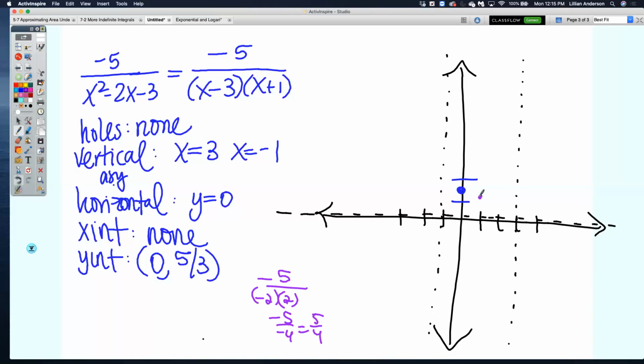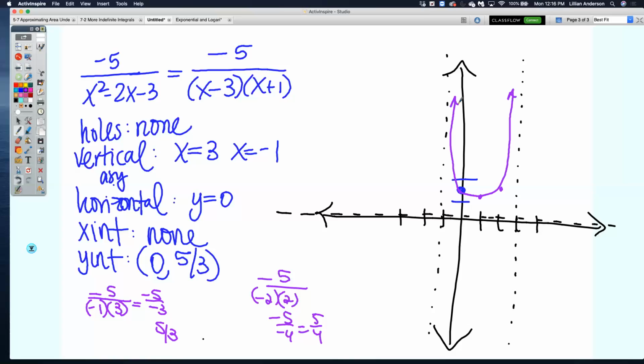If I wanted to, I could plug in 2. Yep, there's another one, 5/3. These additional points will help you determine exactly what is happening in there. So as you can see, it went down and now it's going to start to curve back up. So yes, this middle part is going to look like a parabola.